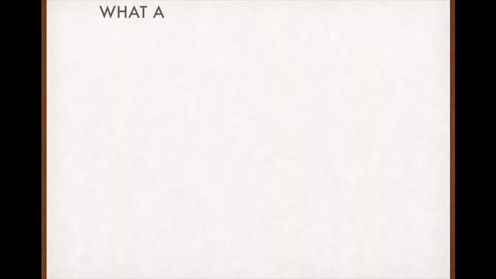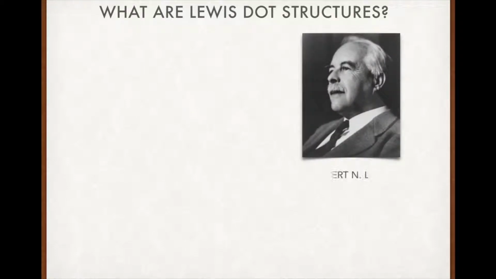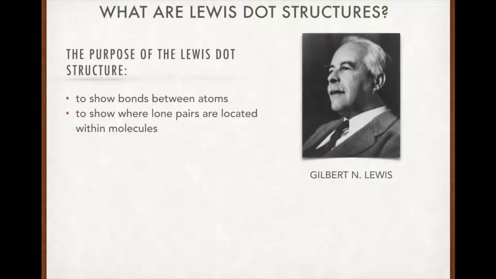But before we begin, what are Lewis dot structures? Well, they were named by Gilbert N. Lewis, and he wanted to show the bonds between atoms, to show where lone pairs are located within molecules, and to give an idea of what the shape of a covalent bond looks like.